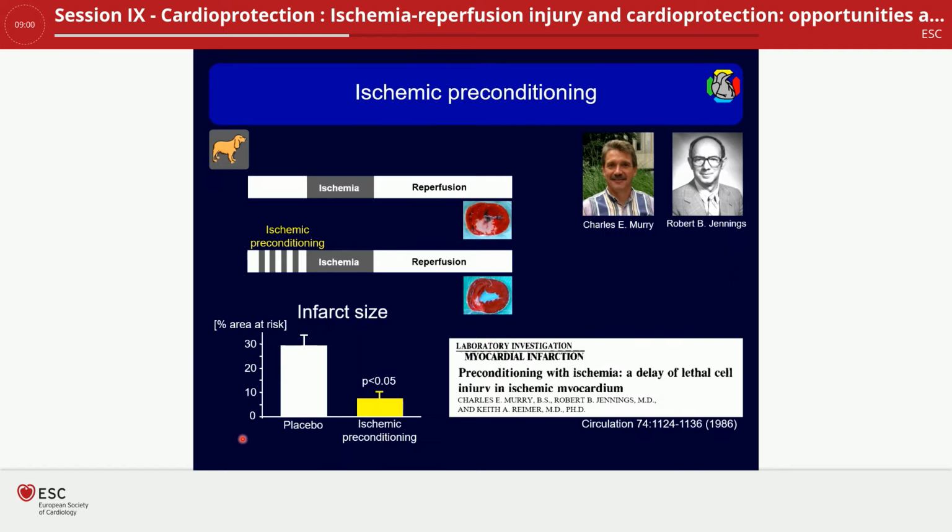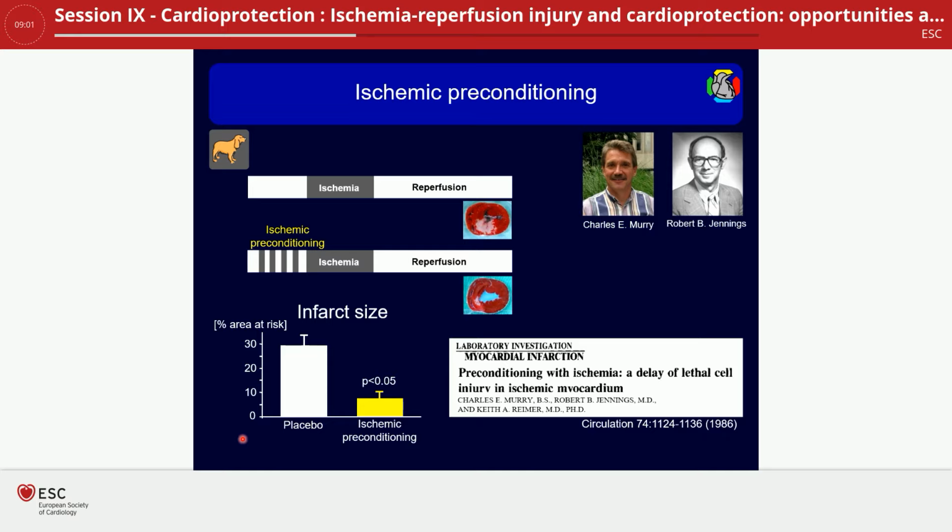Now, what can we do apart from reperfusing the myocardium as quickly as one can? And this is the paradigm of cardioprotection on top of early reperfusion. And I mention that again, on top of reperfusion. This was an experiment which was done by Chuck Murry, who was a doctoral student at the time in the laboratory of Bob Jennings.